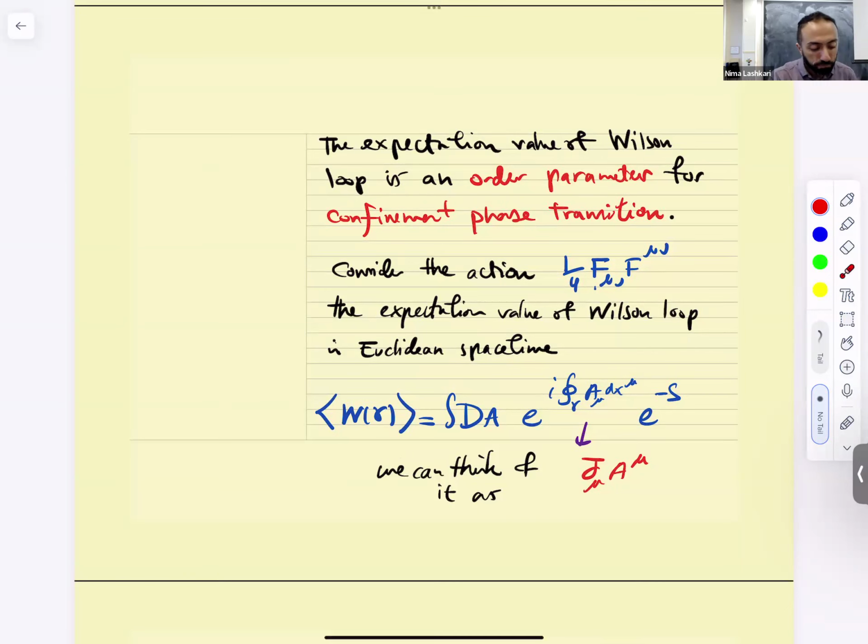So what is the story? Again, the expectation value of this Wilson loop is going to be an order parameter for the confinement phase transition. And here's what the observable is. There's a path integral you're doing over all field configurations, e to the minus S, because it's Euclidean; otherwise e to the power of iS. In the homework, the difference is that you're integrating over these guys. This is not there. Right? That's all.